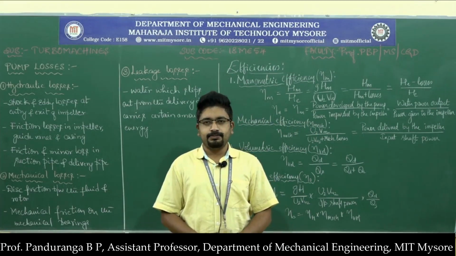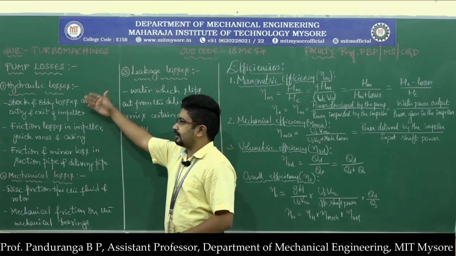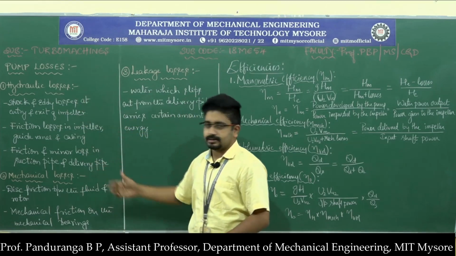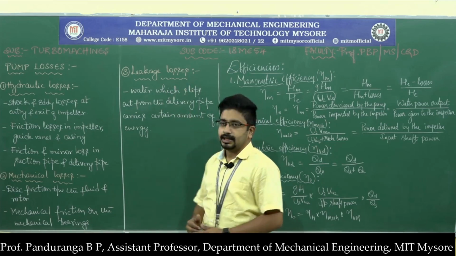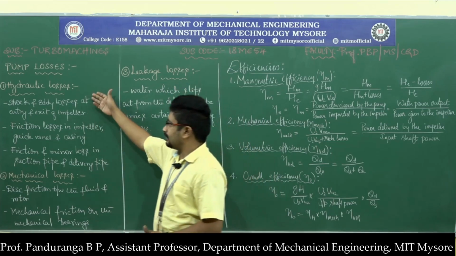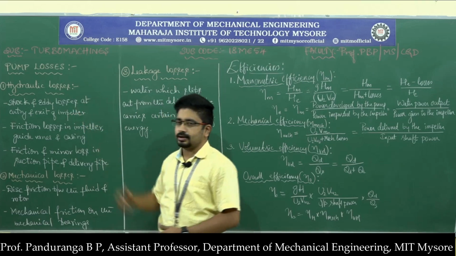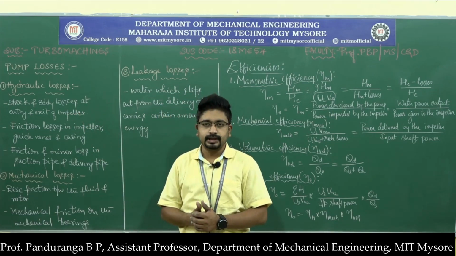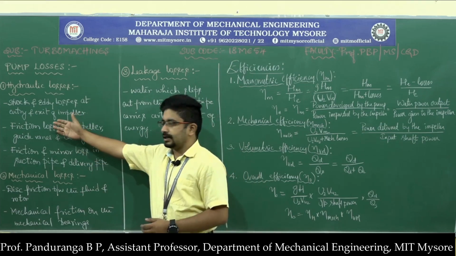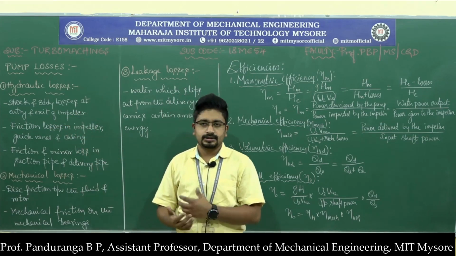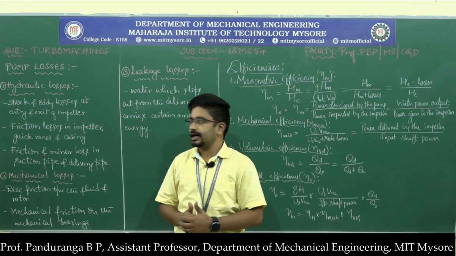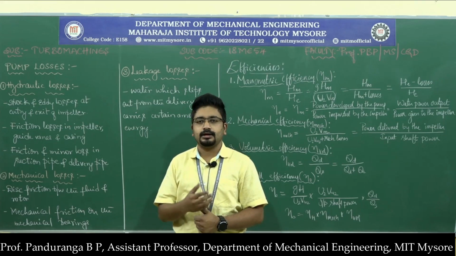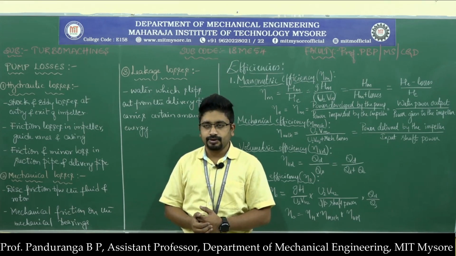Now let us look at the pump losses. The pump losses are classified into three categories. One is the hydraulic loss, the second is the mechanical loss, and the third is the leakage loss. In hydraulic losses, we have the shock and eddy losses that occur when the fluid is flowing through different cross sections of the pump. At the entry as well as at the exit, the cross-sectional area changes, and because of that shocks as well as eddy currents are created, which leads to loss of some fluid energy.